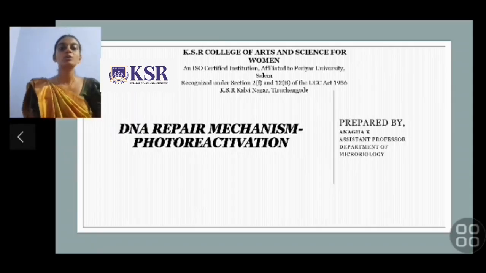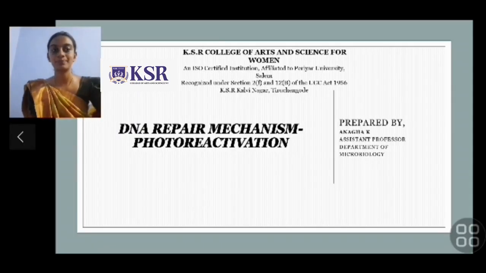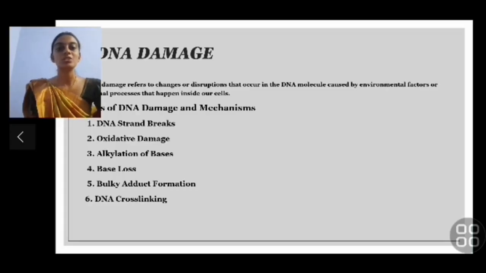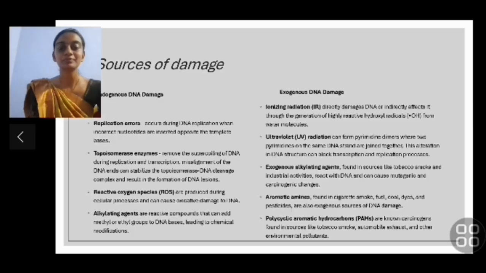And I'm going to talk on the topic DNA repair mechanism, photoreactivation. DNA damage refers to the change or disruption that occurs in the DNA molecule caused by either environmental factors or normal procedures that happen in our body, in our cells. The types of damage include DNA strand breaks, oxidative damage, alkylation of bases, base loss, bulky adduct formation, and DNA cross-linking. The sources of DNA damage can be either exogenous or endogenous.